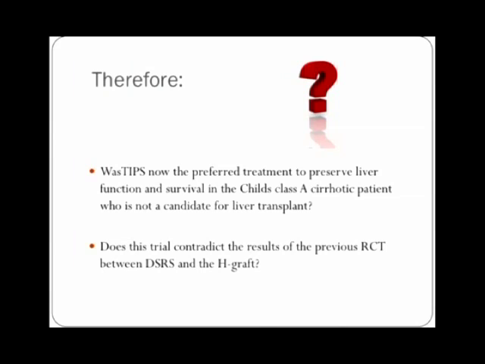Does the conclusion of our study mean that TIPS was now the preferred treatment to preserve liver function and survival in Child's Class A cirrhotic patients? That was the group that we were studying, who are not candidates for liver transplant. Does this trial contradict the results of the previous one?